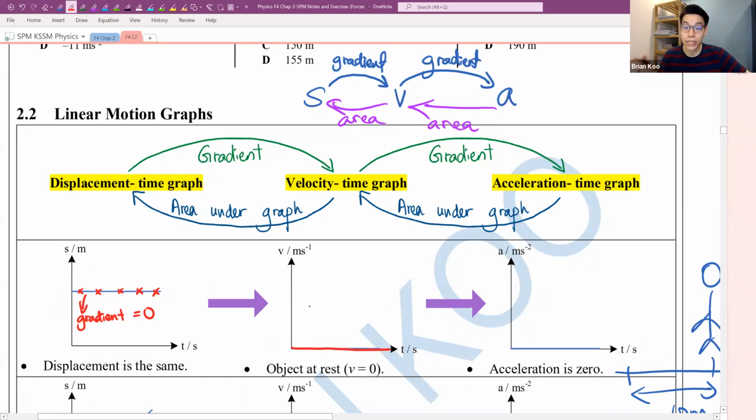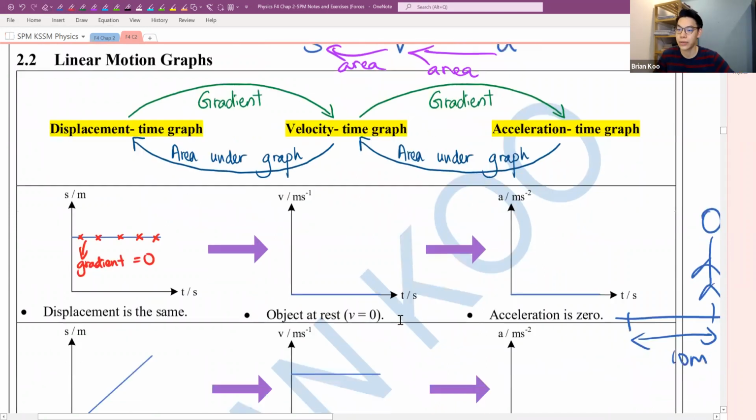Okay, next one. Now this one is also a horizontal line. So the object is at rest, not speeding up, acceleration also 0. Basically the gradient here is also 0. That's why we get 0 as well, right? So the object is at rest, acceleration is 0.